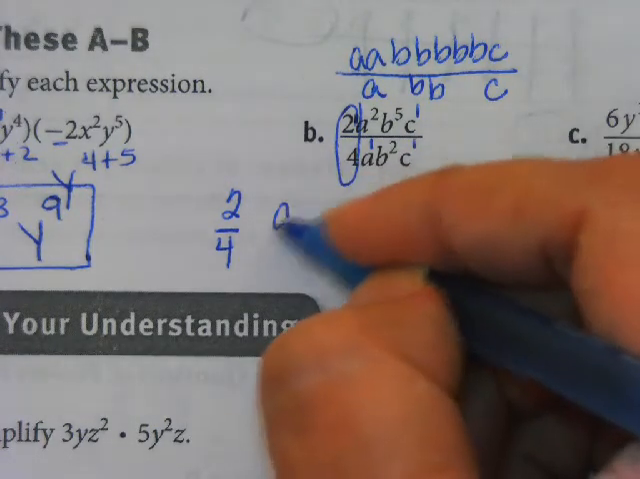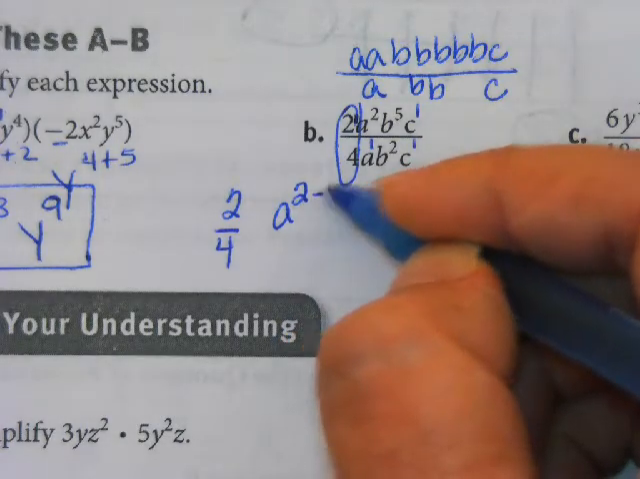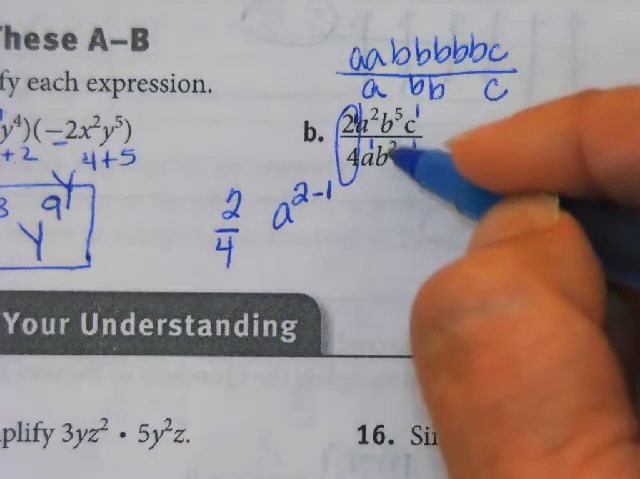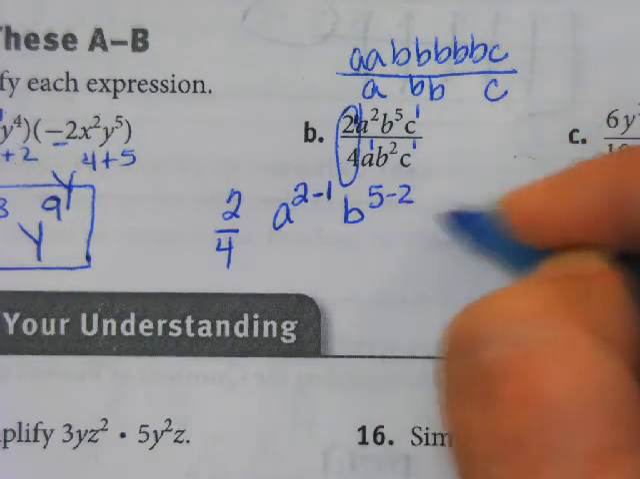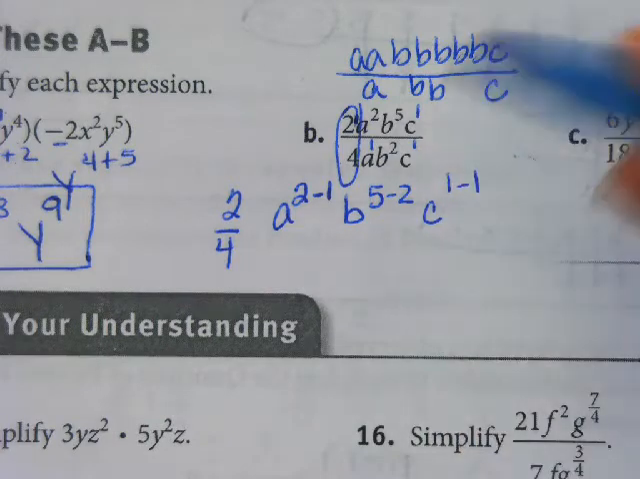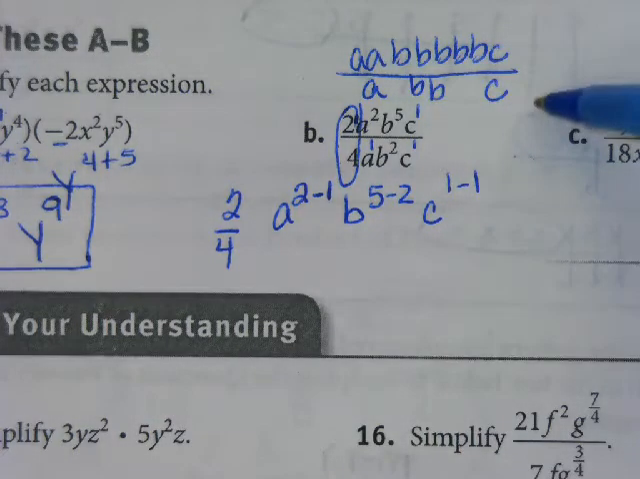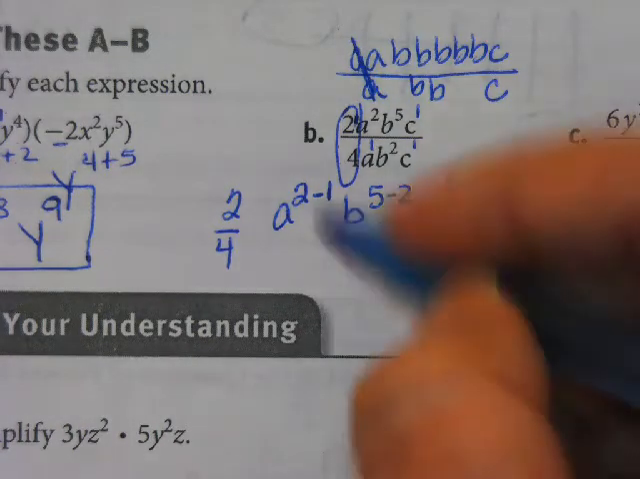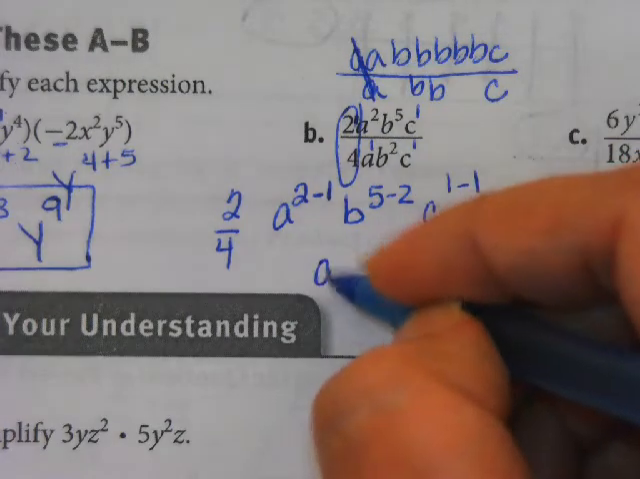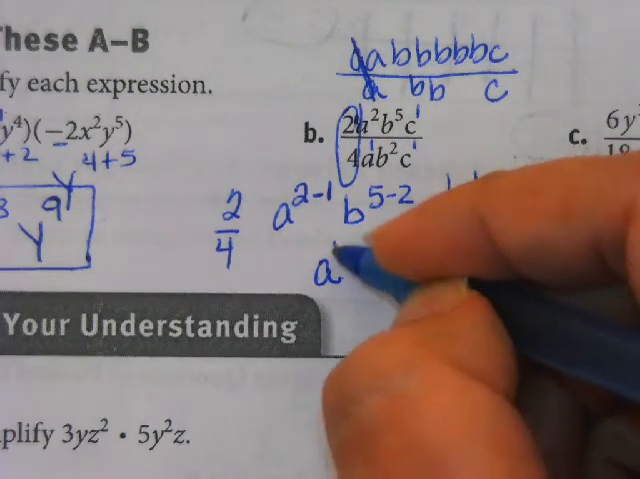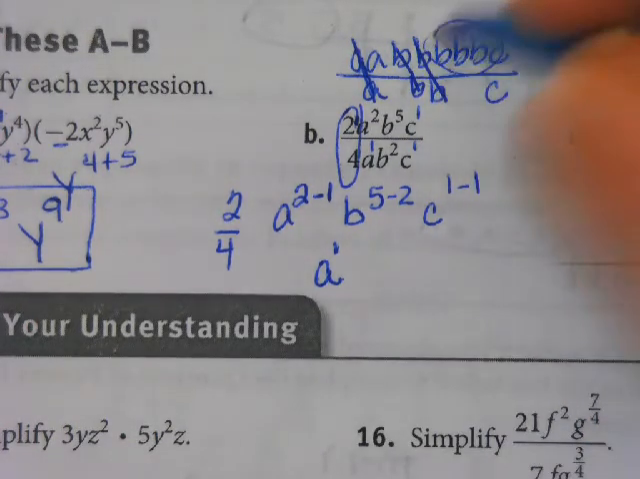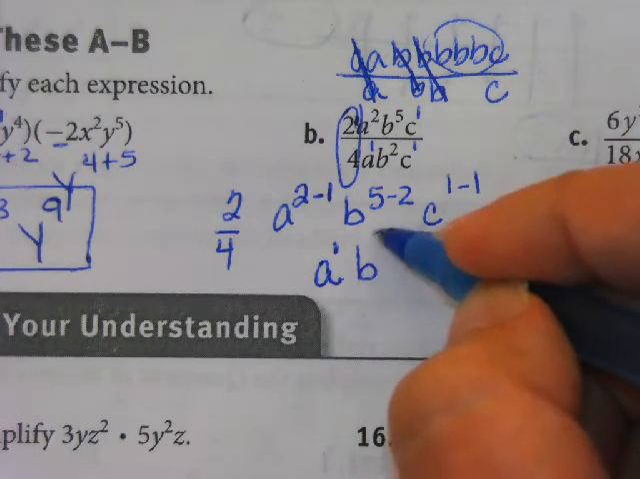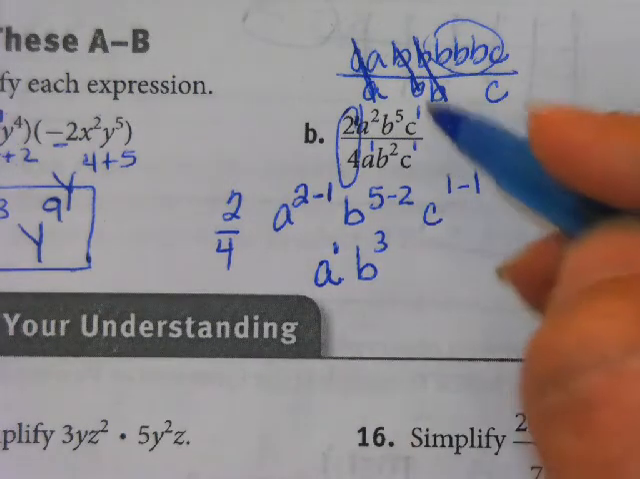You can say A to the second minus 1, because we're dividing. So that told us we needed to subtract. B to the 5 minus 2, C to the 1 minus 1, and you can see that's what's happening up here, because A over A is 1 whole. So how many A's do I have total? A to the what? To the first power. You just write A. Look at my B's. How many B's am I left with? B to the 3. Because 5 minus 2 is 3, or you can see it up there.